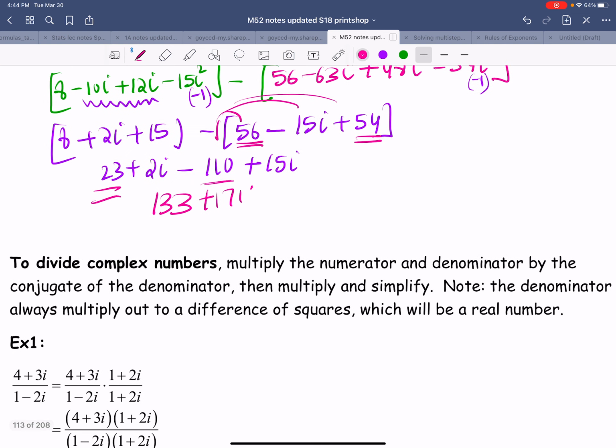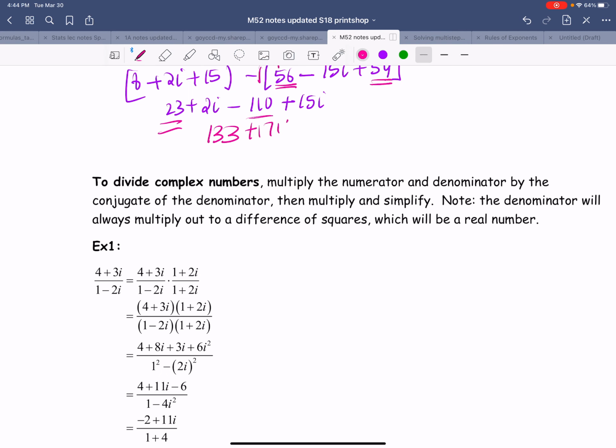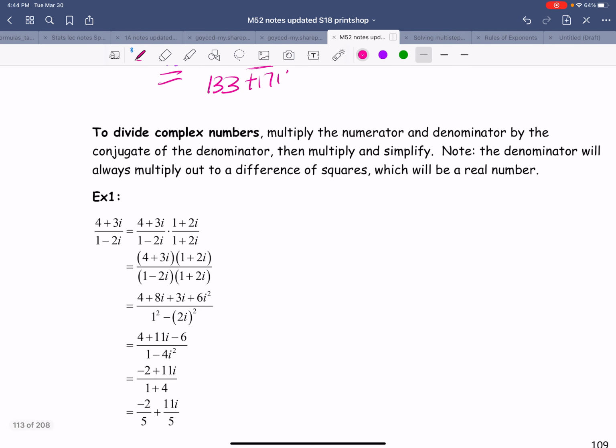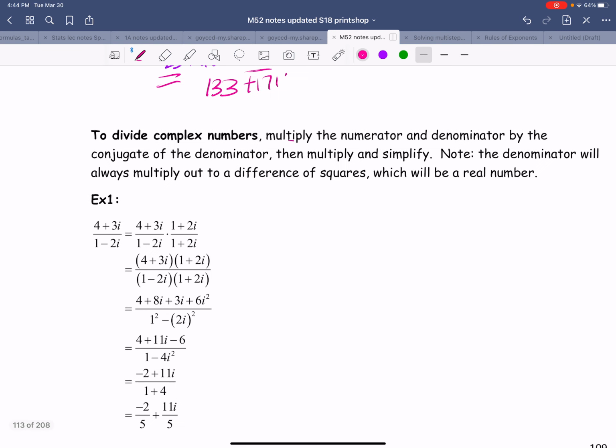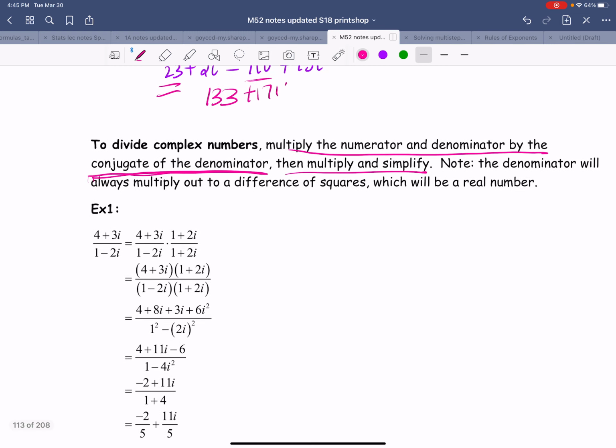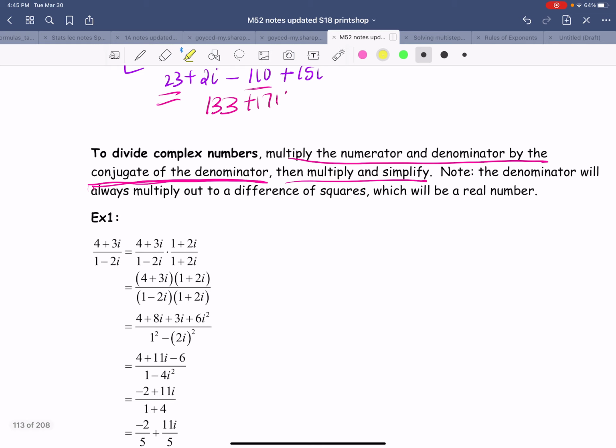All right, next, to divide complex numbers. Last operation on complex numbers we will be looking at. To divide complex numbers, multiply the numerator and denominator by the conjugate of the denominator. Okay, then multiply and simplify. So our goal would be to multiply numerator and denominator with the conjugate of the denominator.